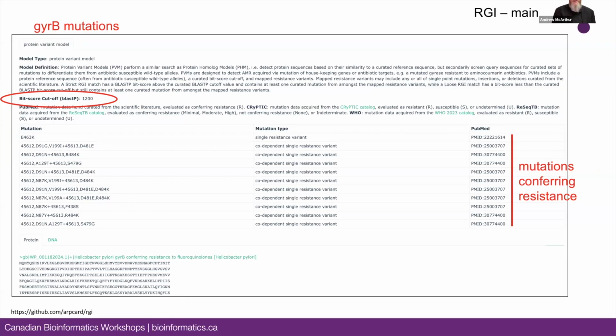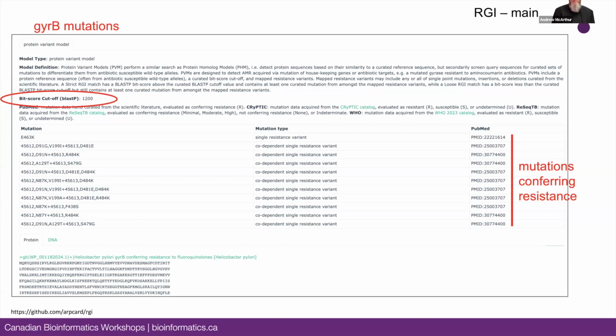So again, we do a blast-based homology detection with a bit score cutoff to find the gyrase A, but that's not enough to report it. Once we find it, we compare it to a catalog of resistance mutations, changes in amino acids, and sometimes combinations, right? So we have this codependent signal resistant variant. So you need more than one mutation.